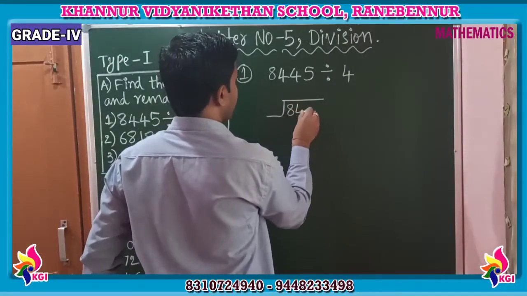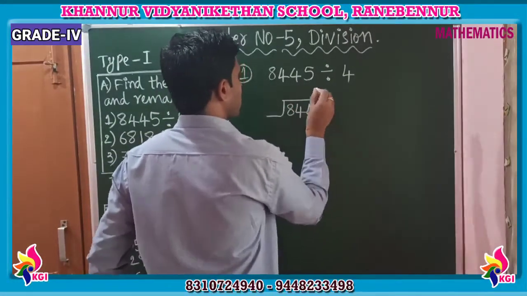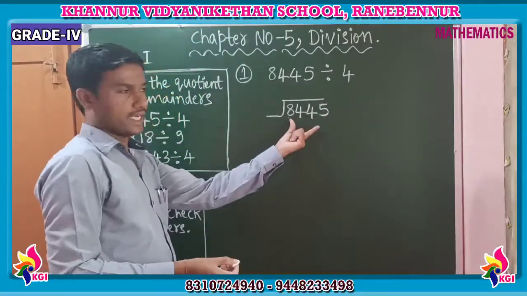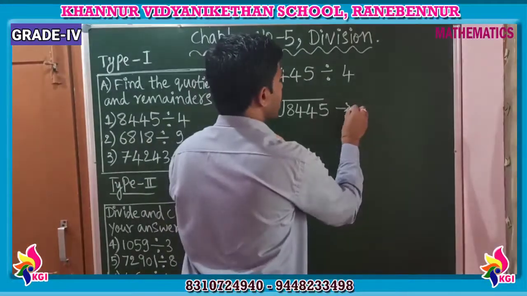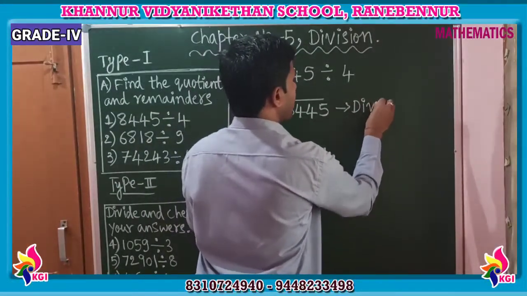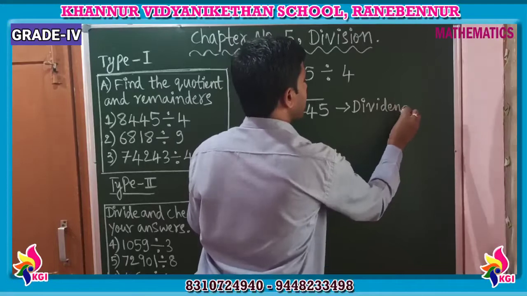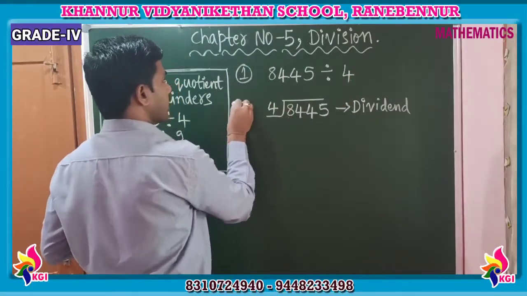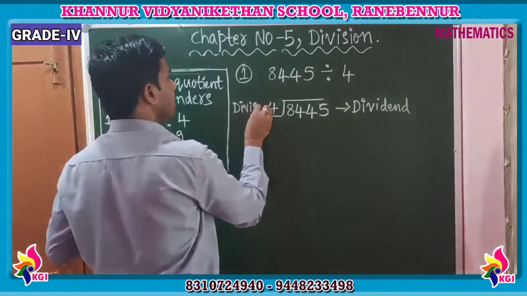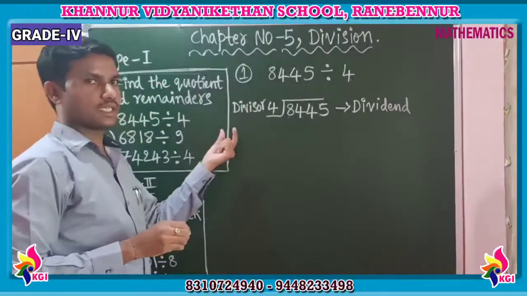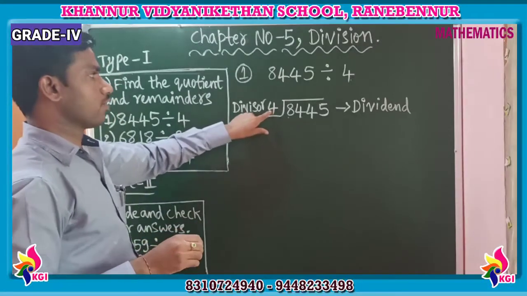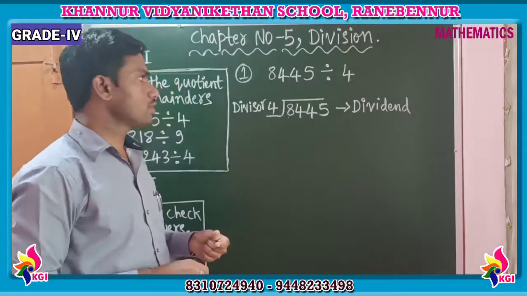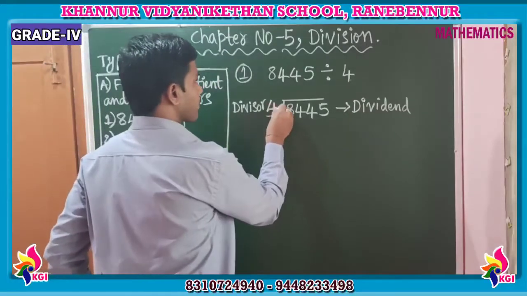First of all, you can write as shown. This 8445 is a dividend, D-I-V-I-D-E-N-D. Then this 4 is a divisor, D-I-V-I-S-O-R. Already you learned this in the previous classes. This 4 is a divisor, 8445 is a dividend. Now children, let's start the division.